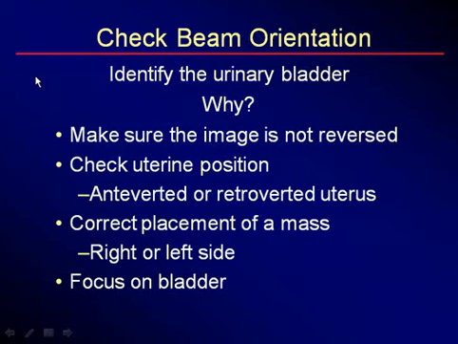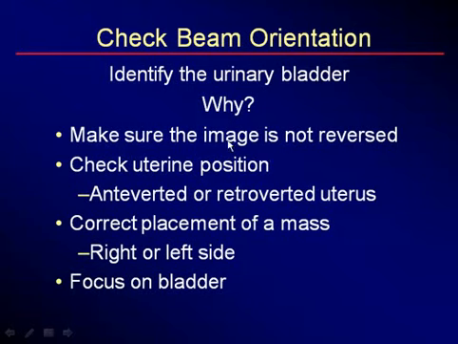Check beam orientation. We have to be careful which part of the beam is up and which part is down, and that's sometimes hard to do on this transvaginal probe, which has a very small rounded interface, and it's hard to figure out exactly where the beam is. You could have rotated the probe. Someone could have changed left, right on the machine, pressed the wrong button. So the way we do it is by checking where the urinary bladder is.